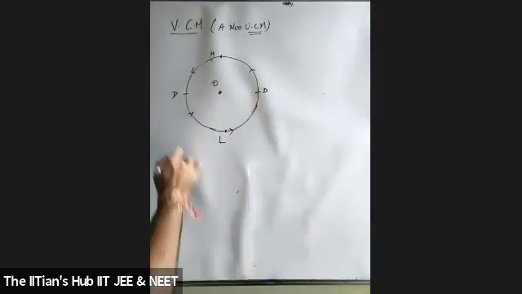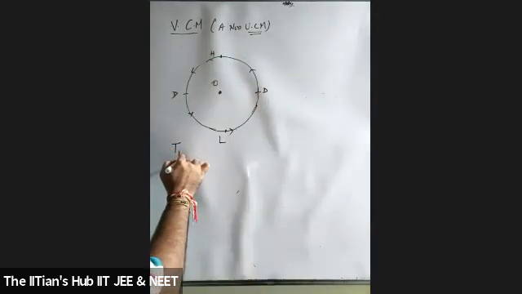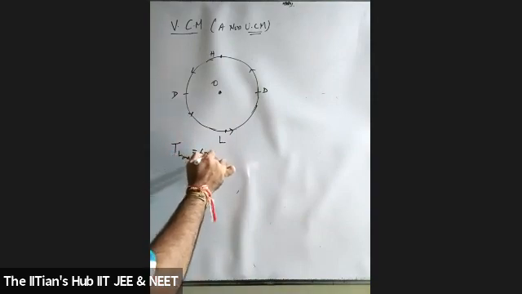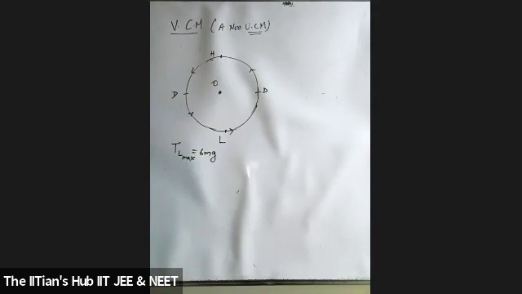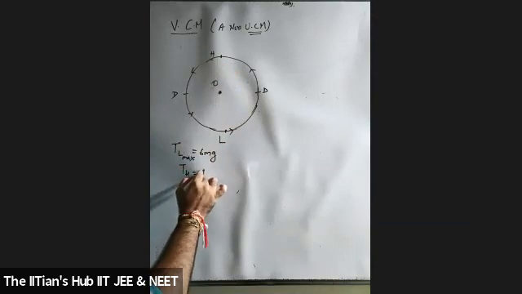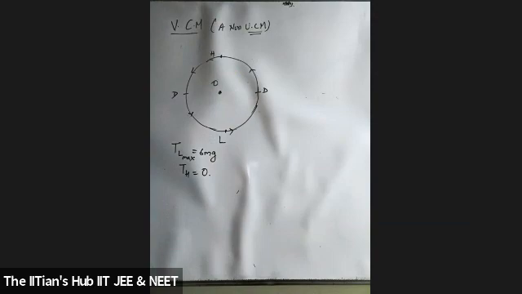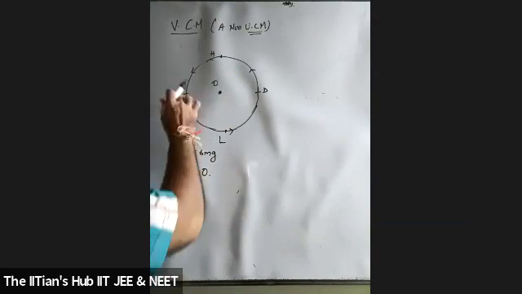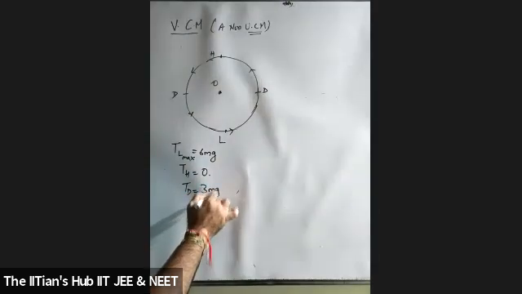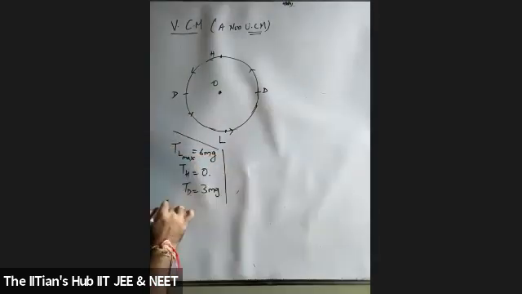Students, do keep in mind, tension at the lowest point is always maximum, and that is always 6 mg. Tension at the highest point is always 0. Tension at diametrically opposite points is always 3 mg. Do keep this in mind. These are the three important values which a student should keep in mind.